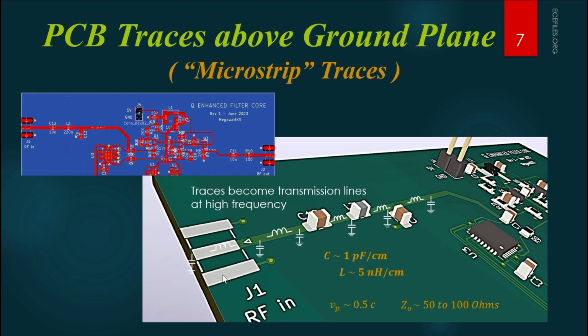On this edge is an SMA connector, J1, where the RF comes into this particular circuit. So it has these landing patterns to solder to, and then that transitions to a trace that goes over to a capacitor, and then a little bit of trace that goes over to an inductor, and so forth.